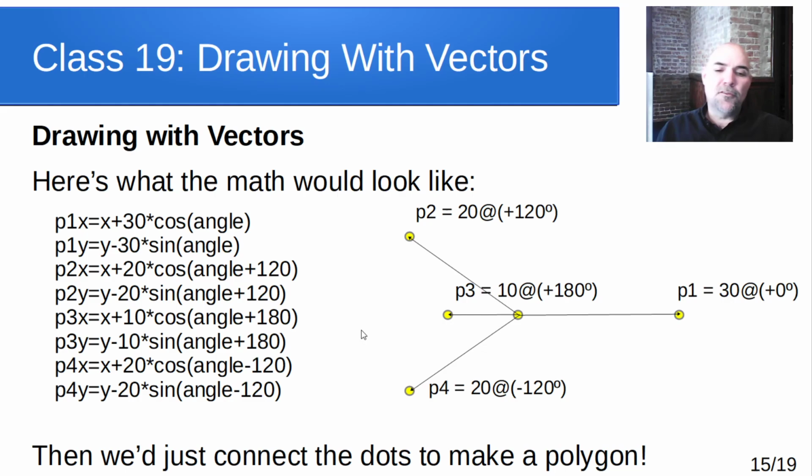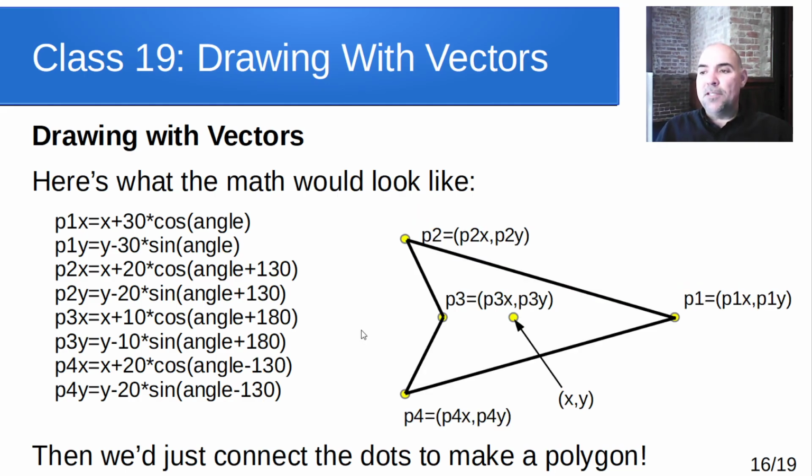So that's going to give me those 4 points. And then all we have to do is connect the dots to make a polygon. So there are the dots connected. And now we've drawn that ship. And now we can change this angle variable, and the ship will point at different directions when it gets drawn. And if I move the x and y around, I can move around where it is on the screen and have it change the direction all at the same time.